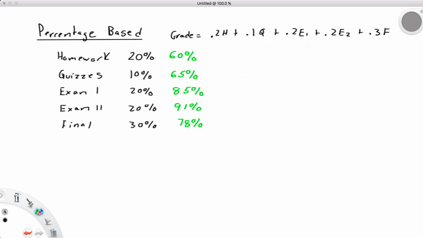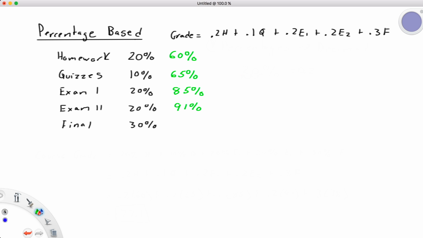Because we still, for the most part, have this formula, except we just can't include the 0.3 times F, right? Because we don't have a score for the final yet. So let's say we're in almost exactly the same boat, 60% average on the homework, 65% average on the quizzes, exam 1, 85, exam 2, 91, but we have not taken the final exam, right?